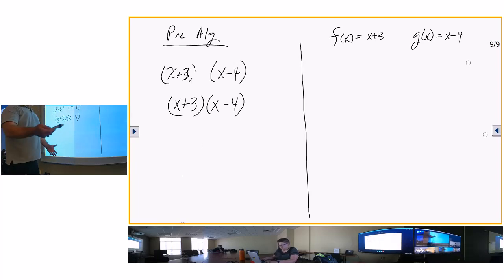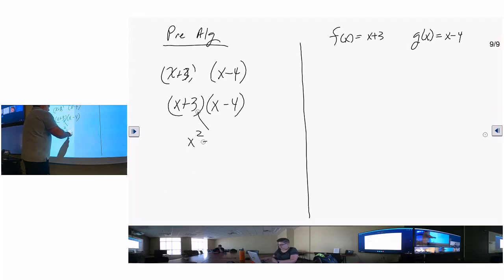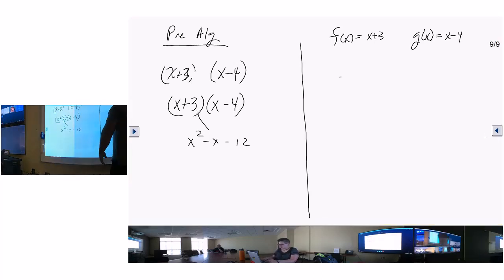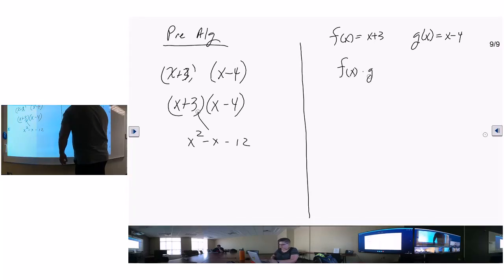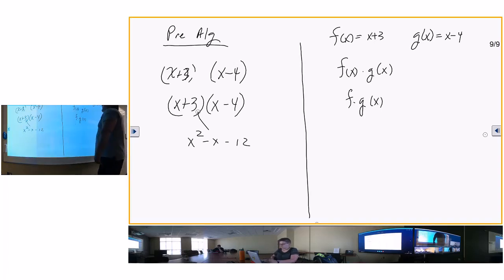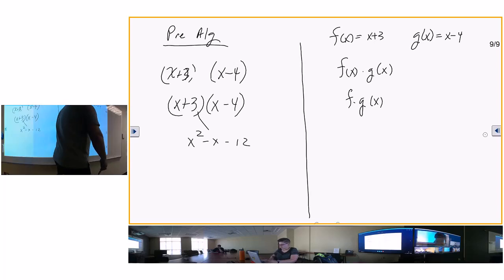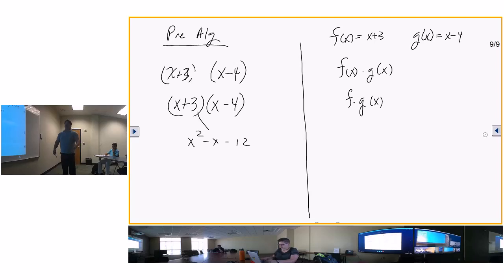You use your FOIL method. The FOIL method gives you x squared minus x minus 12. What's negative 4 plus 3? Over here, you would write f of x times g of x, or f times g of x. Is there anything different from the way you did it back in pre-algebra than the way you're doing it now? No. So don't be confused by the f of x and the g of x.